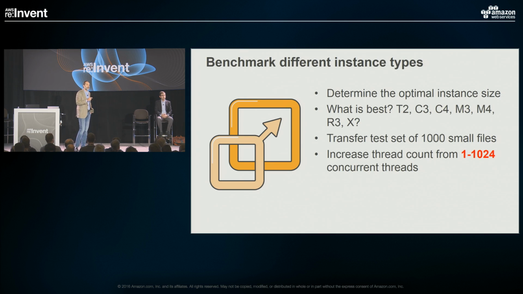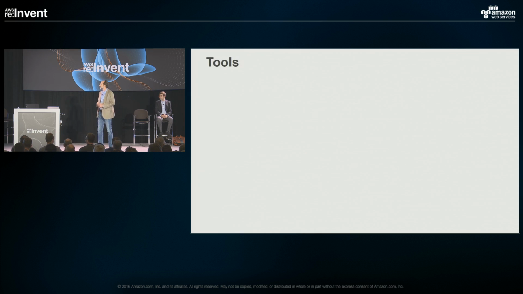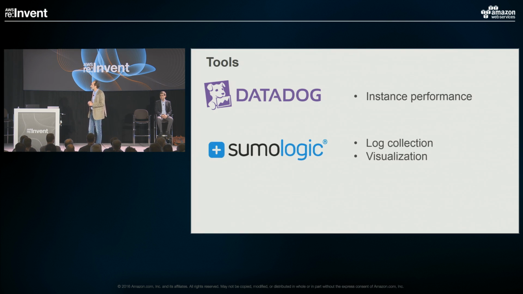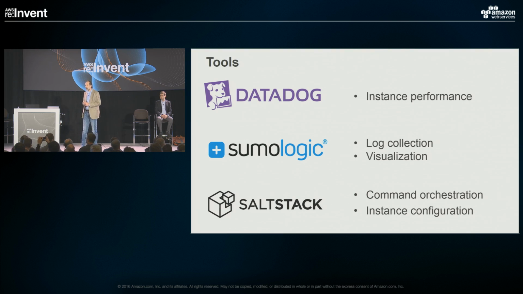We wanted to do a quick test transfer of 1,000 files, and we wanted to take a look at the different threads. If we went from 1 thread to 1,024 threads, what would that look like? How would that impact this copy, this transfer? So we used a couple of tools to do this. We used Datadog to monitor the performance on the instance. We used Sumo Logic to do the data visualization. And we also used Salt Stack to do the automation, the orchestration.